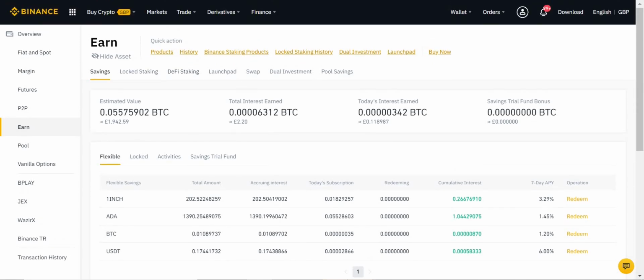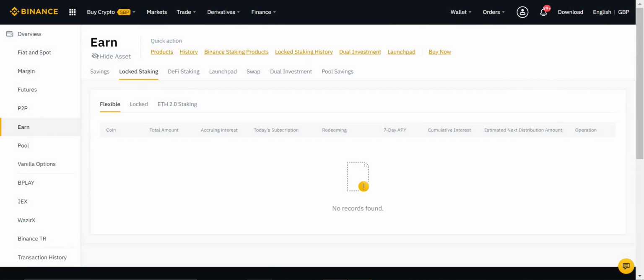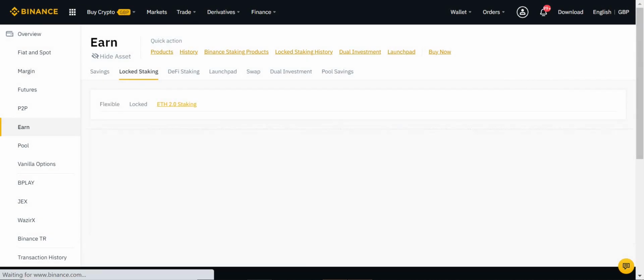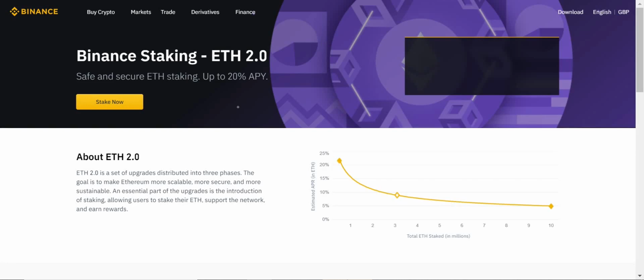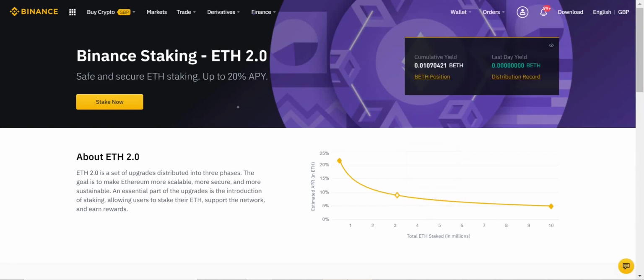We go to earn, and then we go to locked staking. And then when you're in locked staking, you see ETH 2.0 staking. And here we are. So this is the ETH 2.0 staking. As you can see here, this is the current APY curve. The more people that stake ETH, the less you get. Currently, the staking rewards are 8.9%.